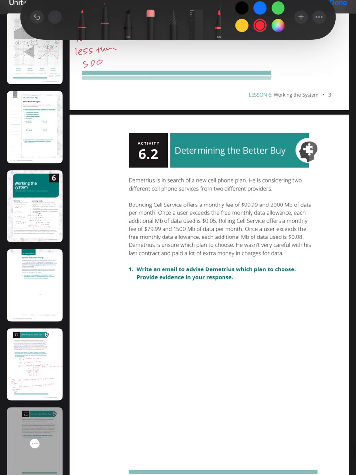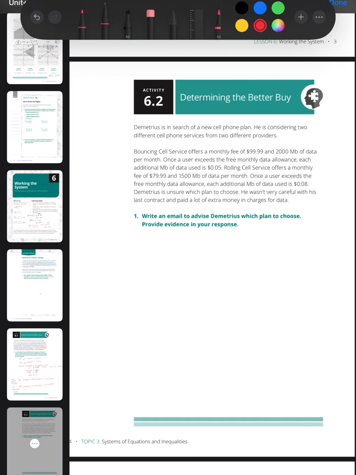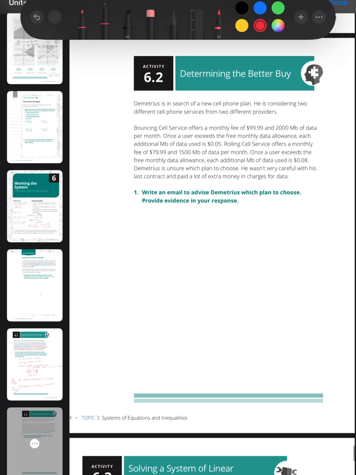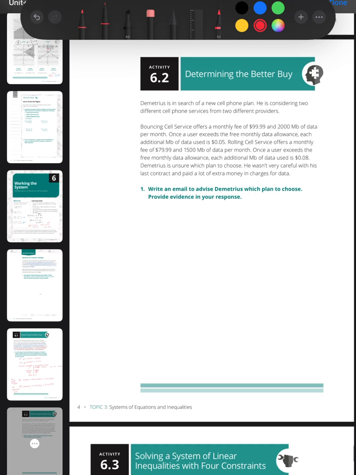All right, moving on to 6.2. It says Demetrius is in search of a new cell phone plan. He's considering 2 different cell phone services from 2 different providers. Bouncing cell phone service offers a monthly fee of $99.99 and 2,000 megabytes of data per month. And once a user exceeds the free monthly data allowance, each additional megabyte of data use is 5 cents.